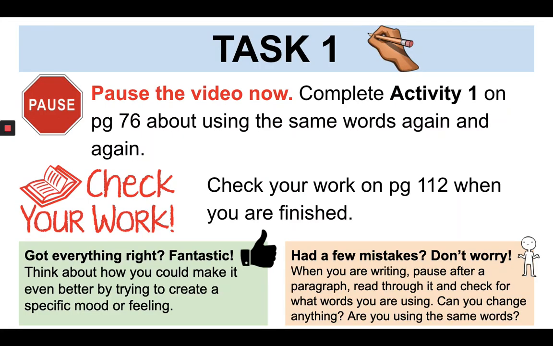So there's a little activity in your exercise book, which is on page 76. Okay, and it is the first exercise. So you can pause the video now, complete the activity on page 76 about using the same words again and again. All right, so do that little activity and then you can check your work on page 112 when you're finished. There's a little bit of support and challenge there at the end too. So if you got everything right, great. But if you had a few mistakes, there's a little activity there as well. So just pause the video now, complete that task. It should take you between 5 and 8 minutes.